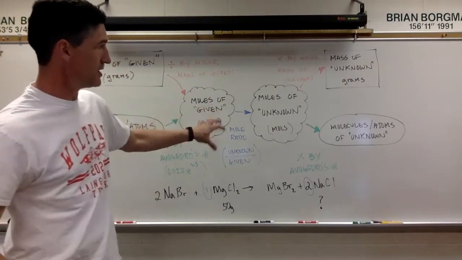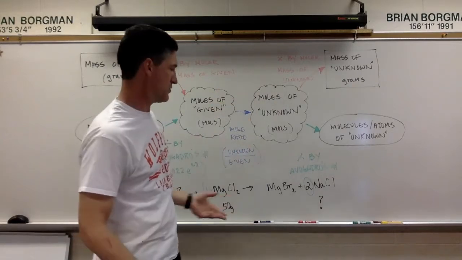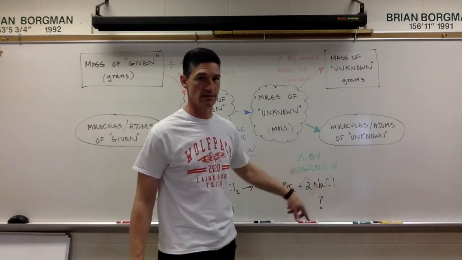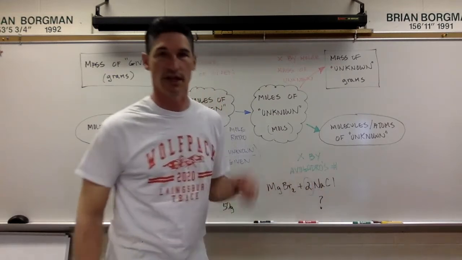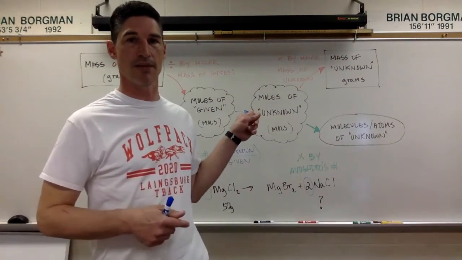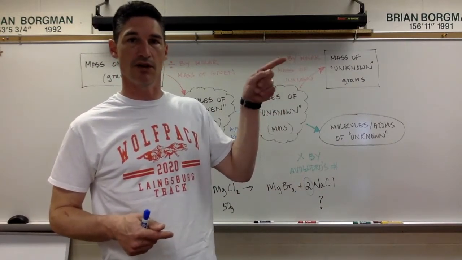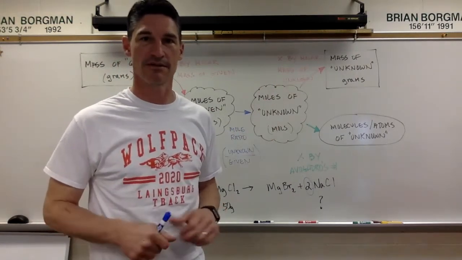Once I do that calculation, I would then multiply by the molar mass of the new unknown. The unknown is NaCl, not 2 NaCl, because I already did that in the mole ratio, just NaCl. So I'd take 1 sodium, 1 chlorine, add them together, and multiply my answer coming out of this little cloud by the molar mass of the unknown, and then I would have the mass, okay?